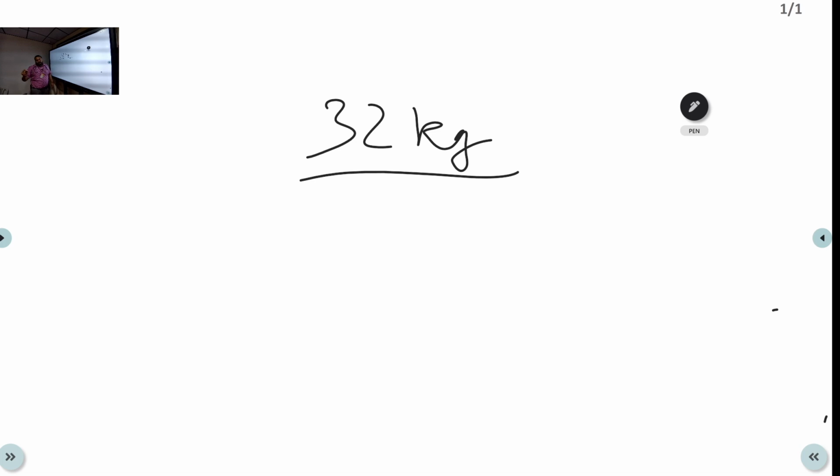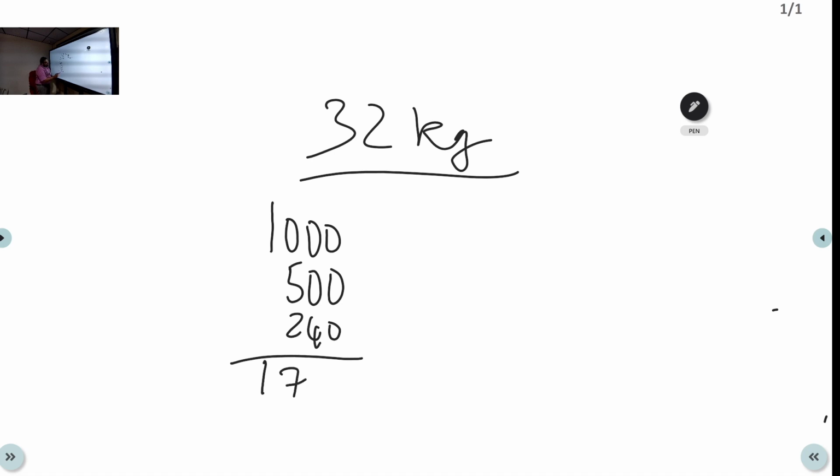First 10 kg 1000 ml, next 10 kg 500 ml, next 12 kg 20 ml per kg. 12 into 20, how much is it? 240. So total 1740. This should be the total fluid given as maintenance fluid over 24 hours. That part has to be clear. You just calculate 1740 divided by 24. That will be the ml per hour that you will get. So that much ml you need to give per hour.